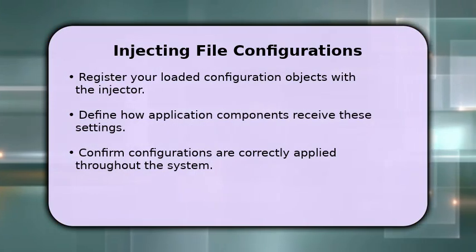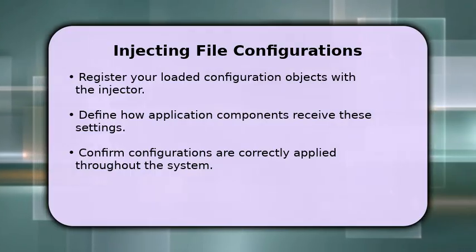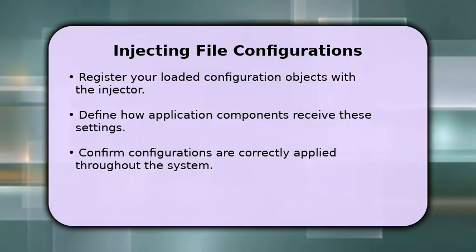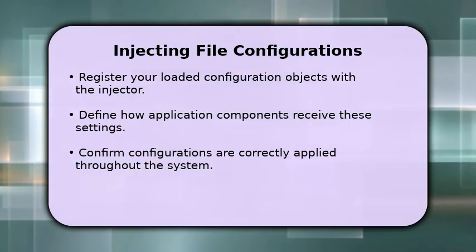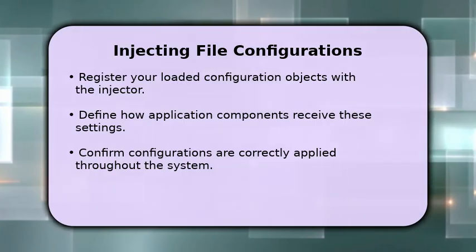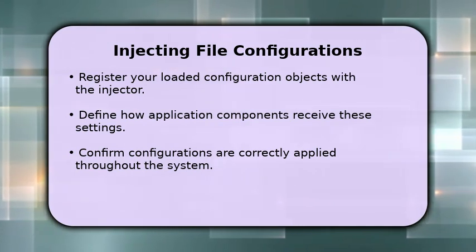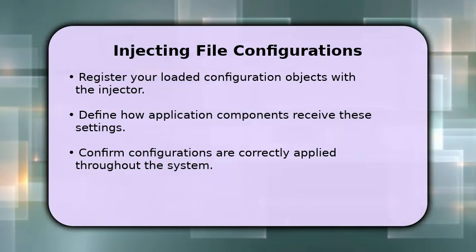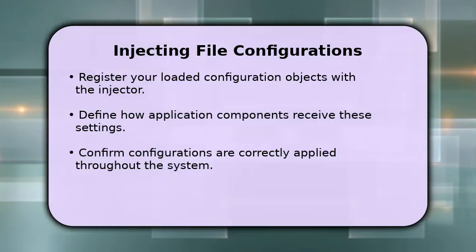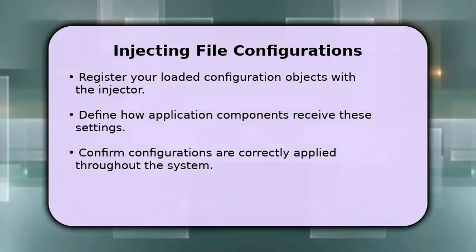Finally, we integrate these configurations with your injector. Register the loaded and parsed configuration objects with your dependency injection framework. This step makes them available for injection into any component that declares a dependency on them. Clearly define how your application components will receive these settings, typically through constructor injection. Always verify that the configurations are correctly injected and utilized across your entire application, ensuring proper behavior.